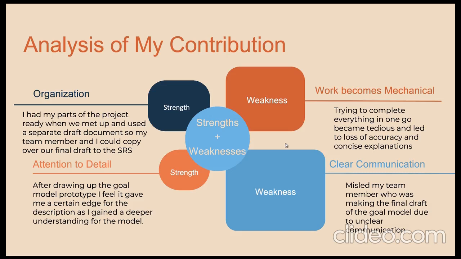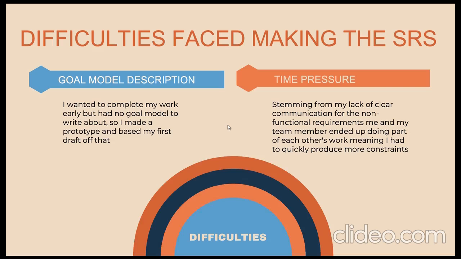Some of the difficulties I faced when making the SRS document was the goal model description. One of the reasons I made that prototype was because I had no goal model to talk about, and I wanted to get my work done early. So I made a prototype and based my first draft off that, and then later went to improve it.